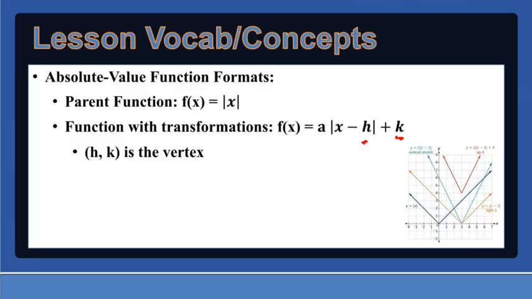Now, if it was x minus a negative 4, you're not going to see x minus a negative 4 in the absolute value. It's going to be x plus 4, which means your h is going to be negative. We'll review that at another time, but right now we just want to be able to identify where the vertex is and be able to graph it.